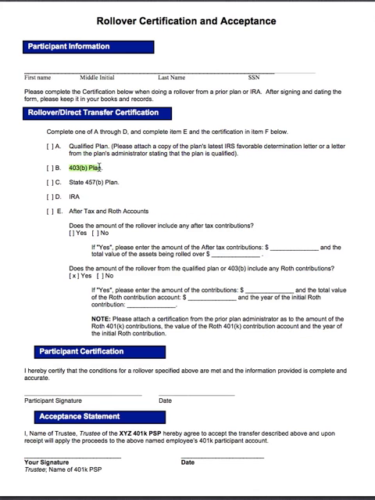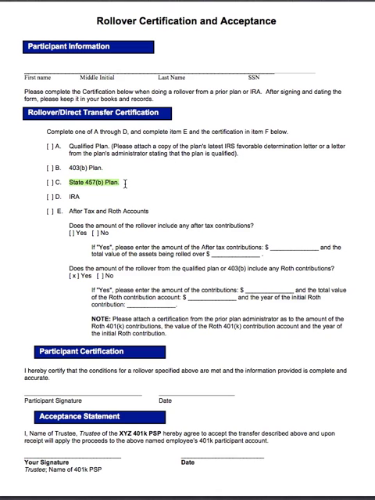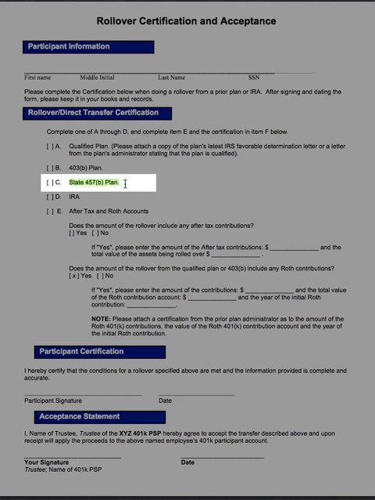If the money is coming from a 403b plan, and this is typically for teachers, for nurses, the money would be in a 403b plan. So if the money was coming from a 403b plan, you would just mark Section B. A state 457 plan, that's just a state-sponsored retirement plan. You would mark Section C. If the money's coming from an IRA, you would mark Section D.